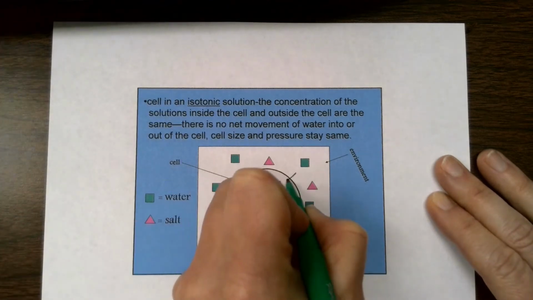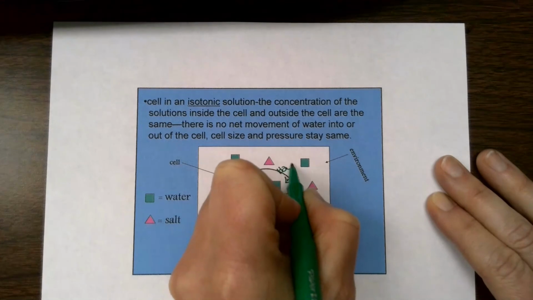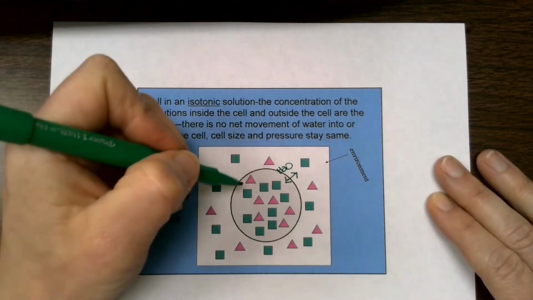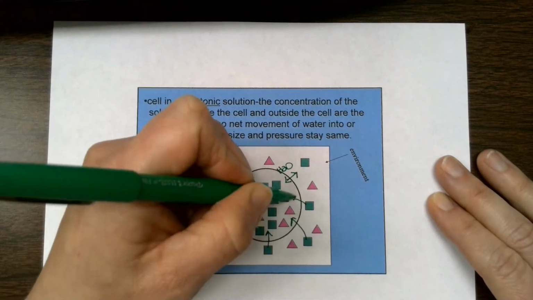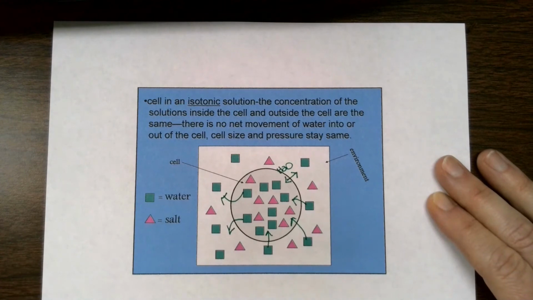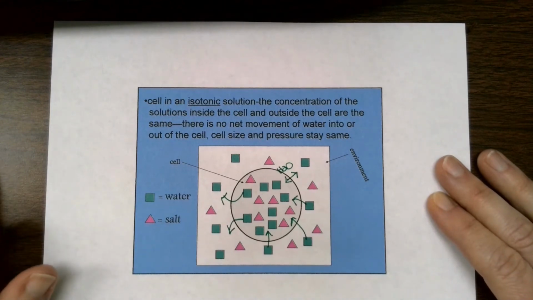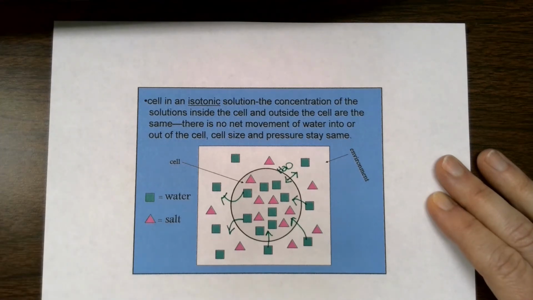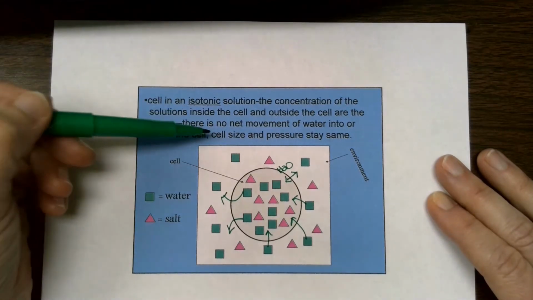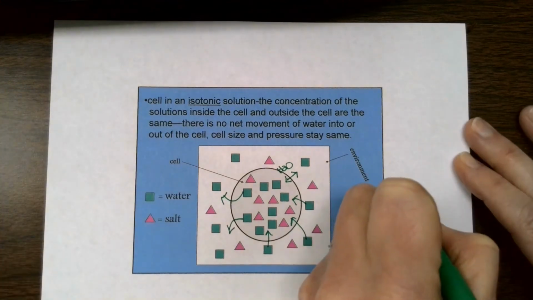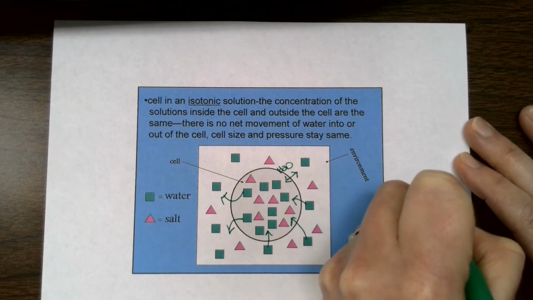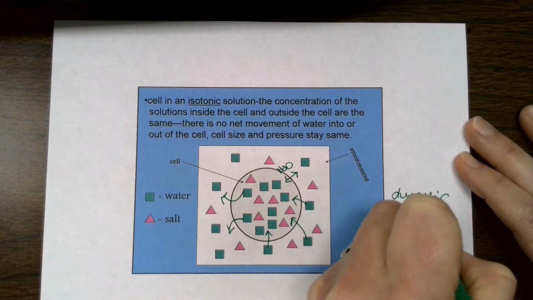However, water can actually flow in both directions. You might have a water that goes out, maybe another one that goes out, then a couple that go in. Randomly, waters are going to move in and out, but there's no big influx of water in, nor does a lot of water leave the cell. So the size of the cell is going to stay the same, and the pressure inside the cell is going to stay the same. This cell is already in a situation where it's at dynamic equilibrium.